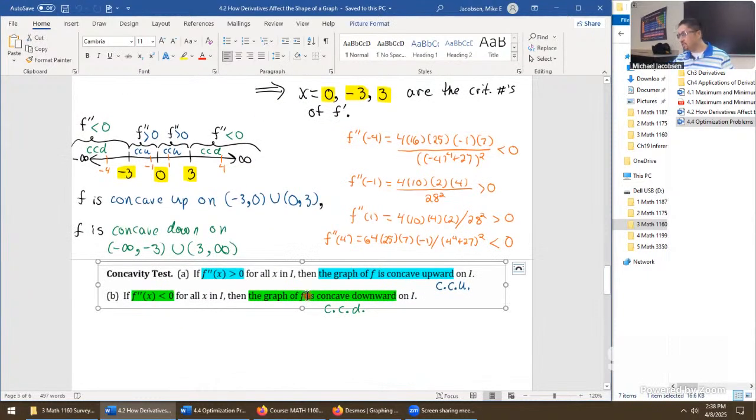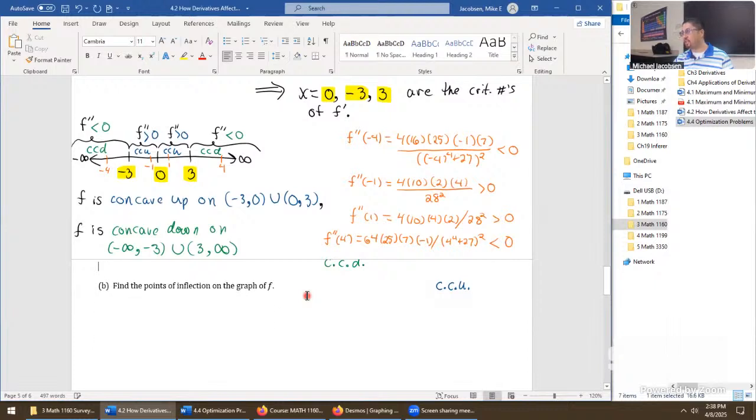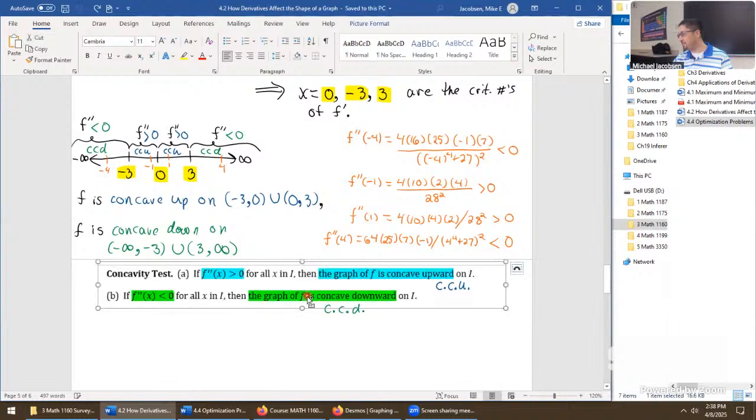What we have not yet found is the so-called inflection points on the graph. But I think I broke something when I did that. Let me see if I can fix this. Okay, those are just all attached to the definition, it looked like.